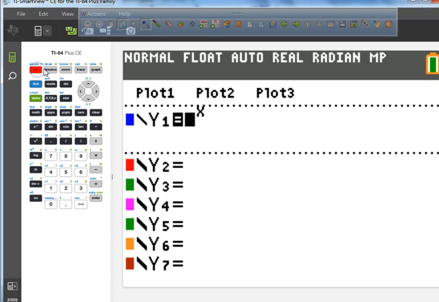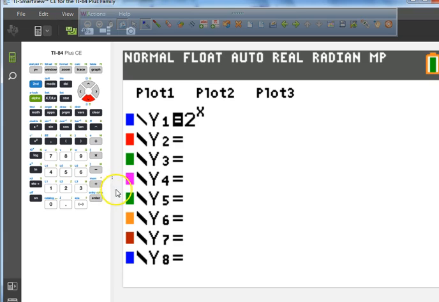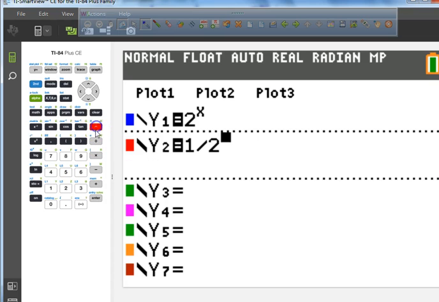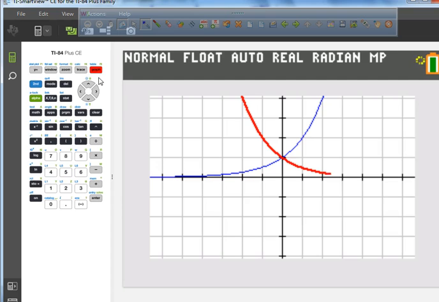But if I said y equals, watch, not a 2, but a 1.5, raised to the power of x, everything's going to get exponentially smaller, right? So it's going from here, going down, down, down, close to 0, but never quite touching. Which one's the growth? The blue. Which one's the decay? The red.